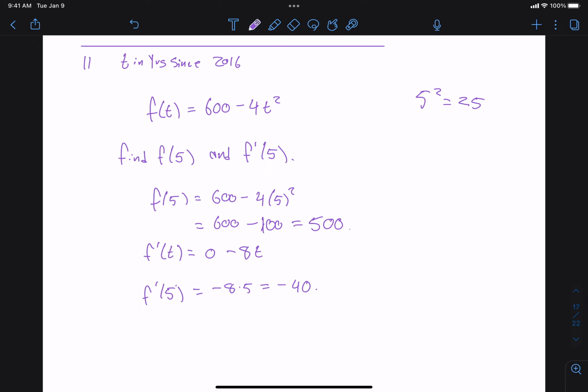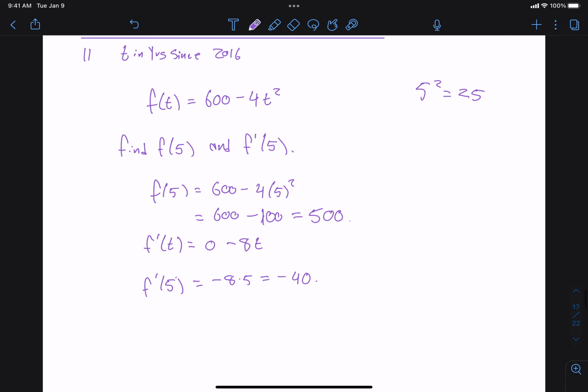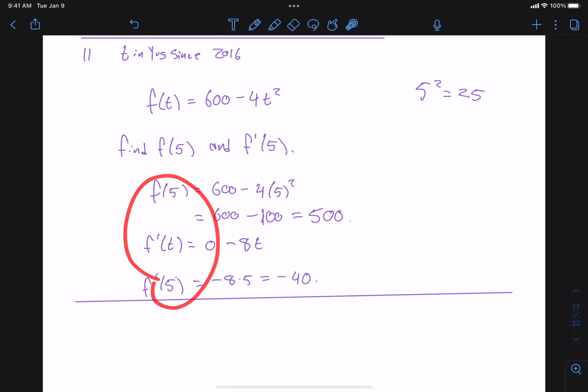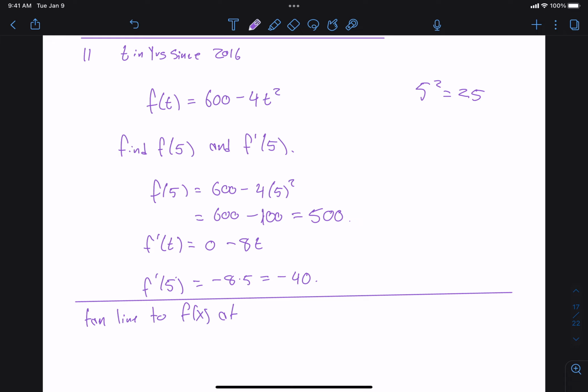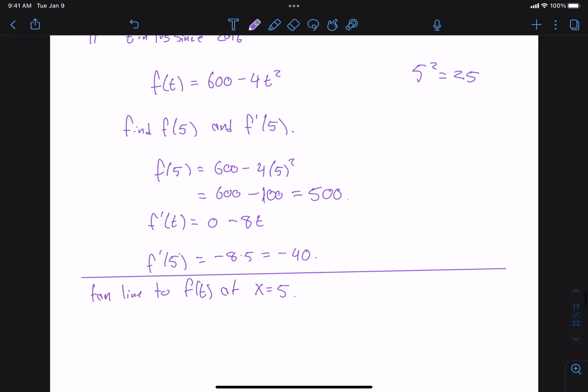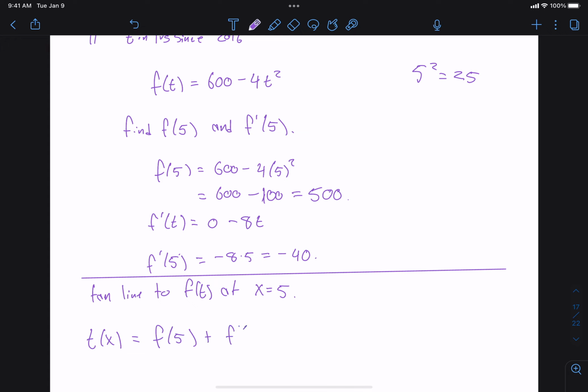Do you mind doing a tangent line equation? Sure. We can spin off of this one because we already have f of 5 and f prime of 5. So let's find the tangent line to f of t at x equals 5. We just use the formula. The tangent line, T of x, is going to be equal to f of 5 plus f prime of 5 times x minus 5.